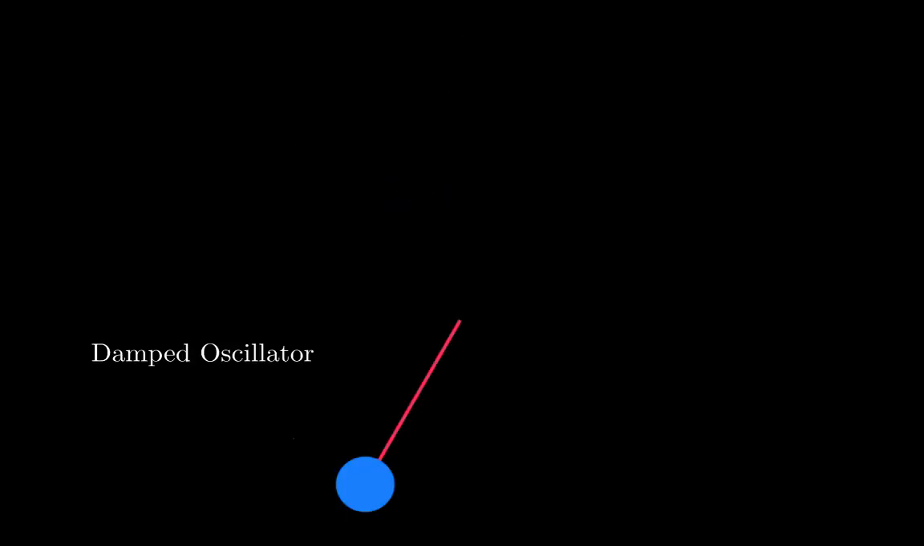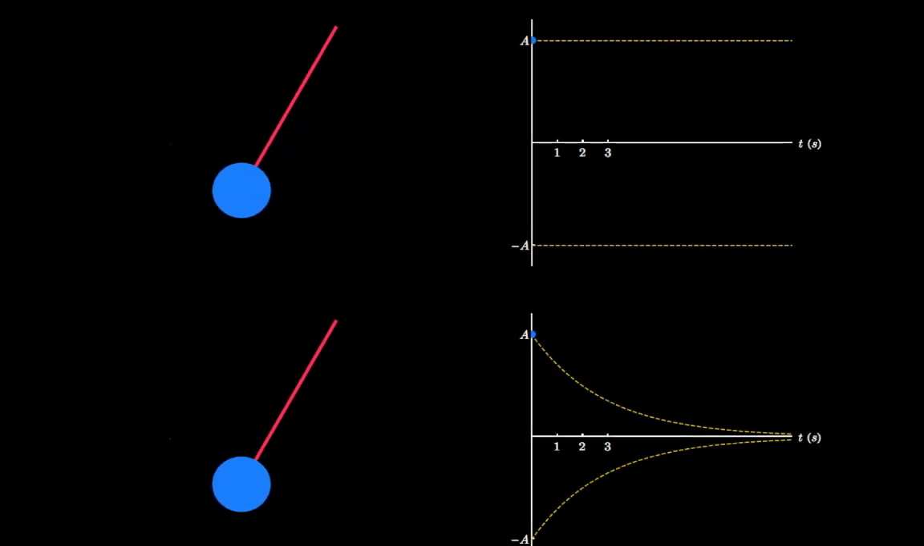But a more realistic model is that of a damped oscillator, which starts off at some maximum amplitude, and then the extent of the oscillation dies out over time. Now I want to compare both the ideal oscillator shown at the top with the damped oscillator and take a look at their displacement as a function of time.